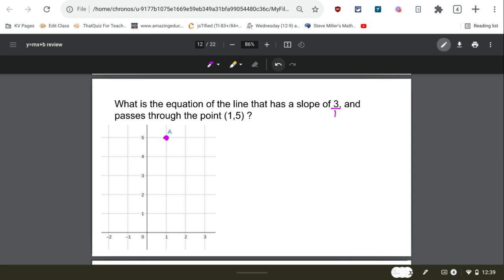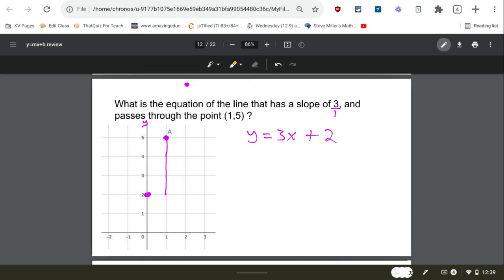Because my rise over run is 3, I could go up 3 and right 1 and plot a point there, but I really need to know where it crosses the y-axis. So I'm going to go down 3 units, 1, 2, 3, and then over 1. So 2 is going to be my y-intercept. So my answer here is going to be y equals 3x, because 3 is my slope, plus 2. All right, that's the easy way of doing it.